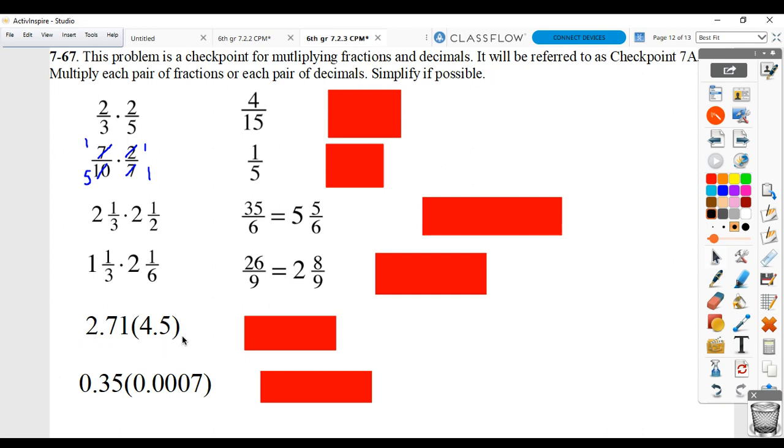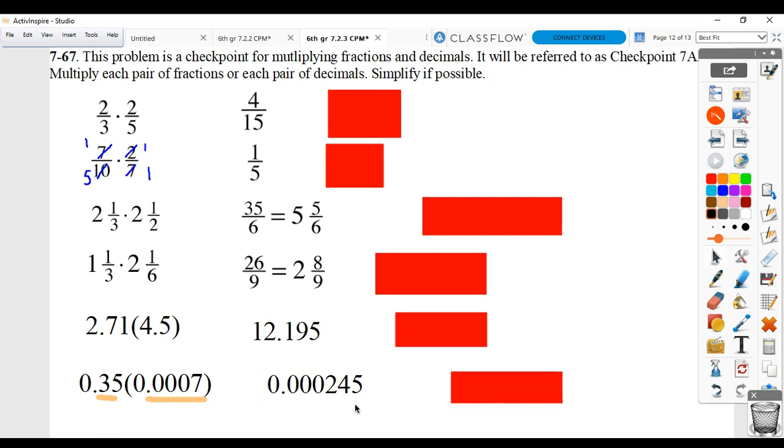Here you should show your multiplication. So show the long multiplication, so to speak. Multiply as though they're whole numbers, and then place your decimal point at the end, 3 decimal places in. So 12 and 195 thousandths. And here, 35 times 7, you can multiply those as though those are whole numbers again, and then you'll need to have the correct number of decimal places from the back, which gives you this answer right here. So basically, you have 3 zeros behind the decimal point, and then 2, 4, and 5.